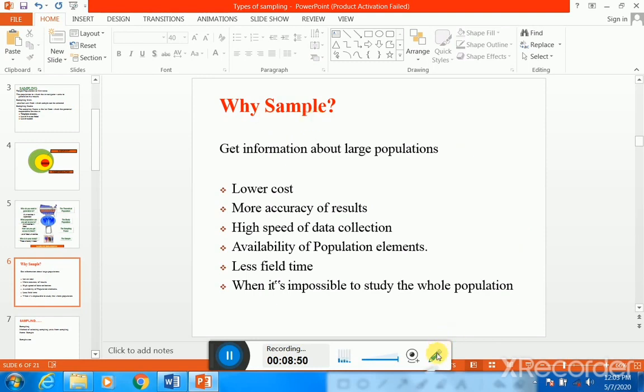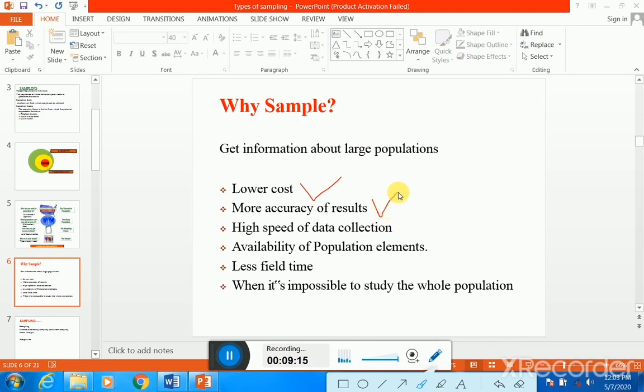We need samples because of the small shots. Why do we need a sample? The first basic reason is that aggregate study is difficult. So we are broken down into small pieces, and the small pieces are simply known as sample. Thus we get information about the large population. How? Because of lower cost, less expense, and more accuracy of results.